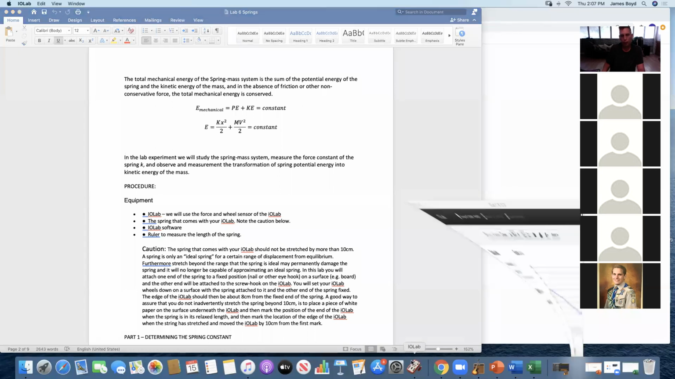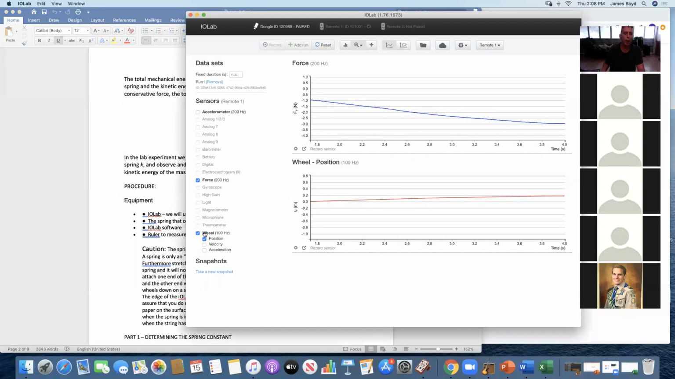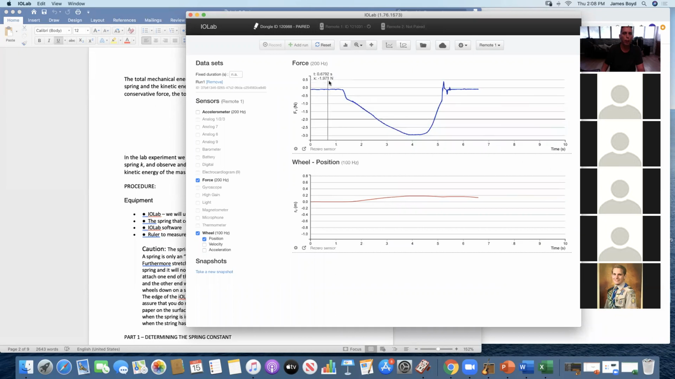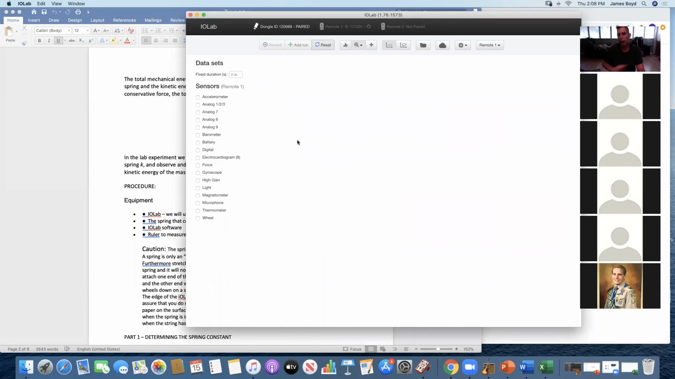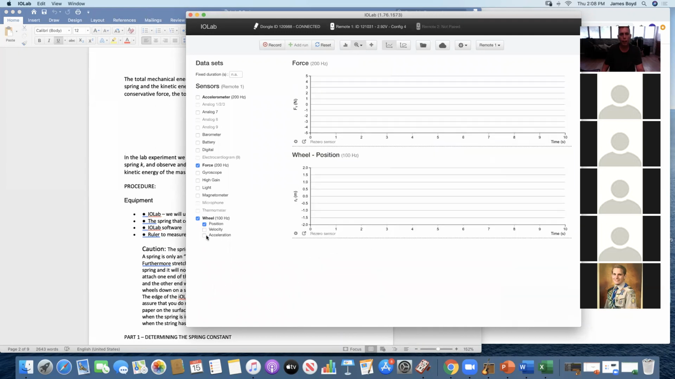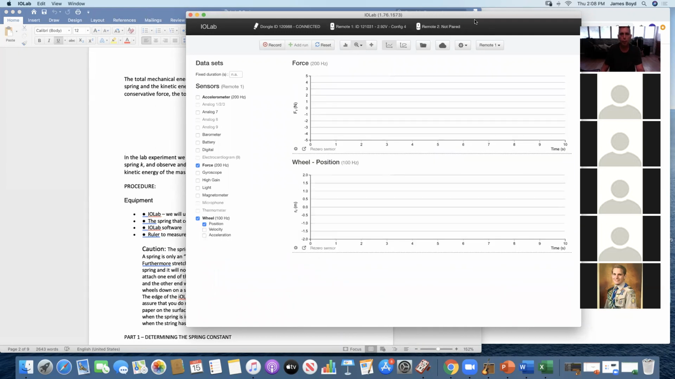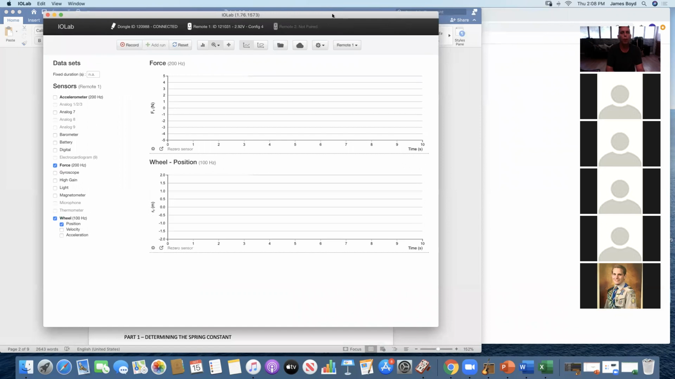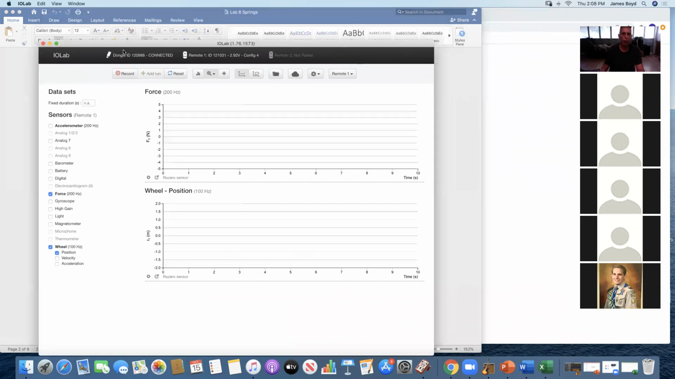Go ahead and if you have it, open up your IO lab. One thing to remember is if you hit reset twice, it turns off everything. So make sure your IO lab's on. Turn on your wheel sensor, turn on your force sensor, get rid of velocity and acceleration. We won't need them. But right now, what we're going to do is hook up the long spring, not the short one. There's a short one and a long one. Make sure you get the long spring.